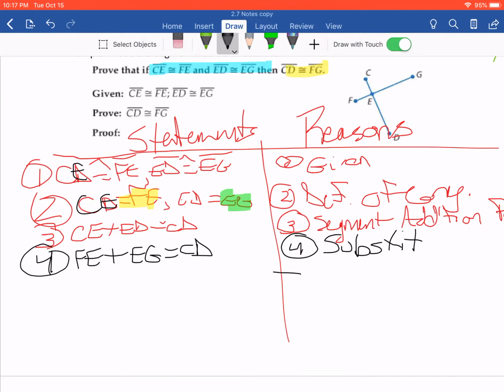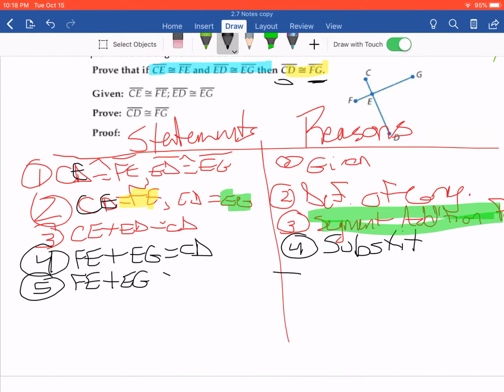Okay, now we're ready for step five. I've talked about my line segment CD, and now I'm ready to talk about line segment FG. I need to use the segment addition postulate again, because it tells us that the whole line is equal to the sum of the parts. So in step five, we get line segment FG is made up of the sum of the parts. We have FE plus EG is equal to FG, and that is our segment addition postulate.